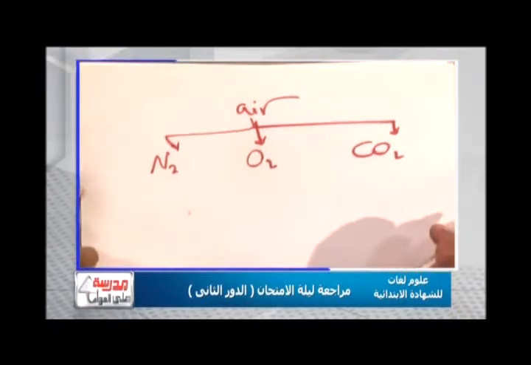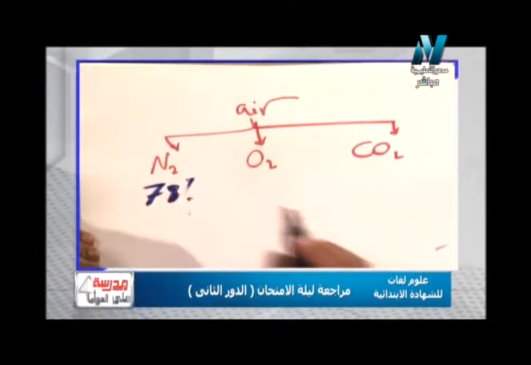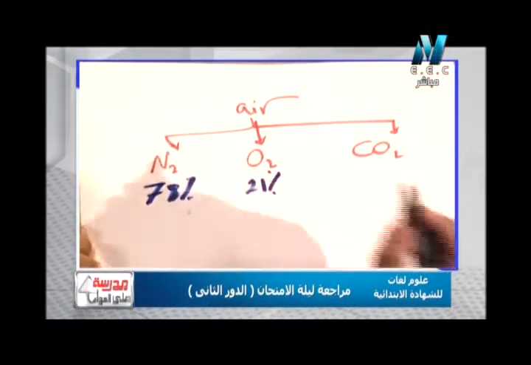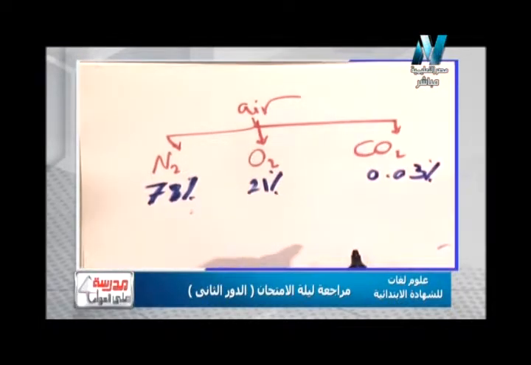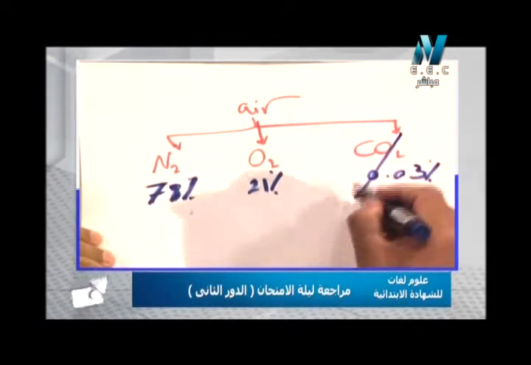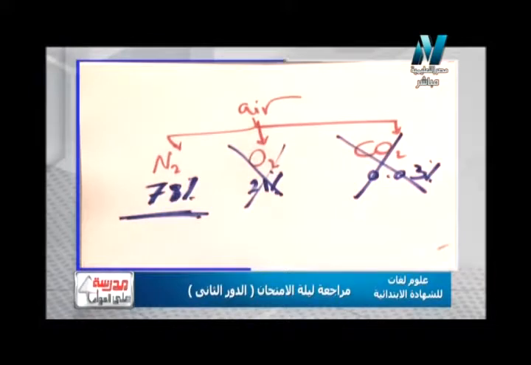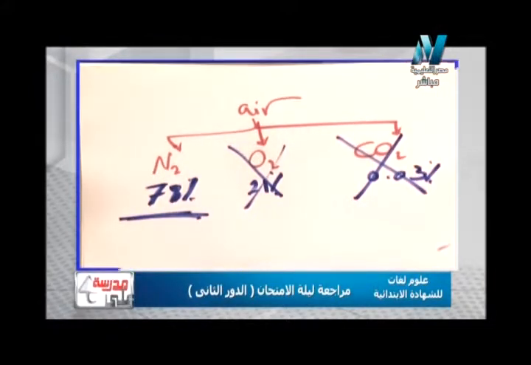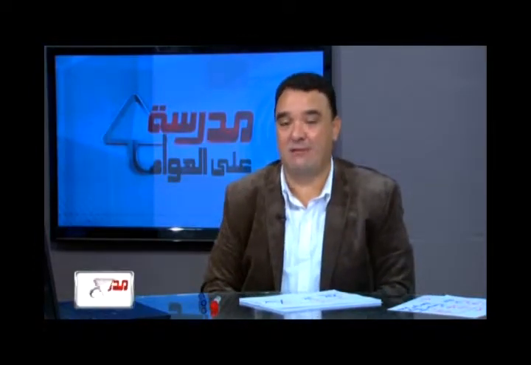So what about the percentage of each one of them? I have nitrogen gas, 78%. Oxygen gas, 21%. Carbon dioxide gas, 0.03%. They are the main gases in the atmosphere. So if I remove carbon dioxide gas and oxygen gas, I will have nitrogen gas. So I can prepare nitrogen gas easily in the lab by the removal of oxygen gas and carbon dioxide gas from air. So I will have at last the nitrogen gas.